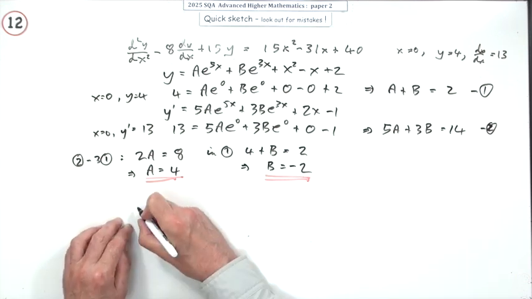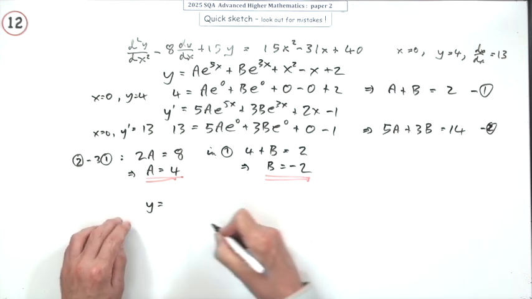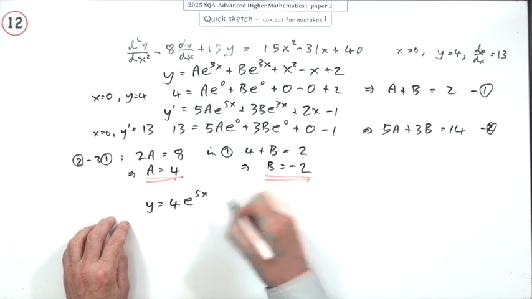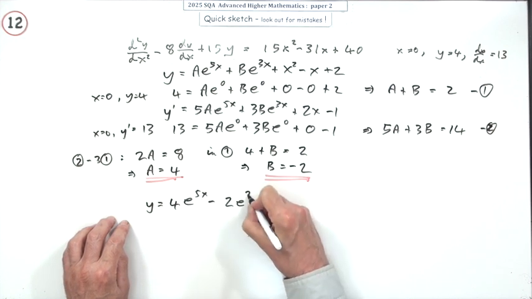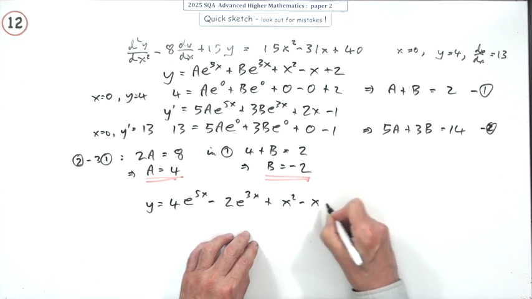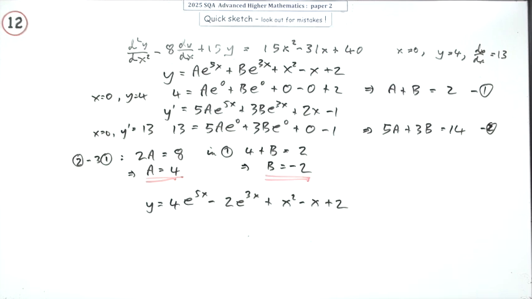Now I can put it all together. So y equals, a is 4, 4e to the 5x, b is minus 2, minus 2e to the 3x, and then the other one just stood, x squared minus x plus 2 for the final solution.